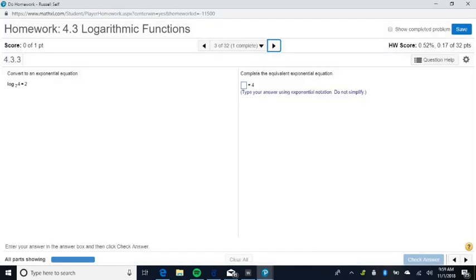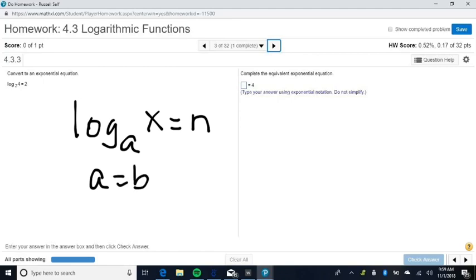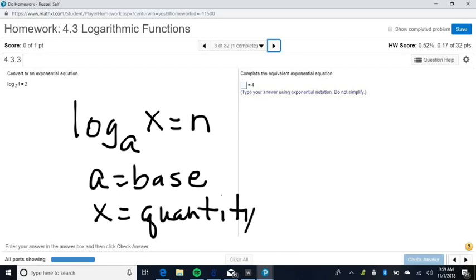Now, convert to an exponential notation. Converting from exponential notation to logarithmic notation is very easy, as long as you remember that it's log base a of x equals n, where a is the base, x is the quantity. In other words, what would you get if you raised it to the exponent? And then n, I've used n here, is the exponent.